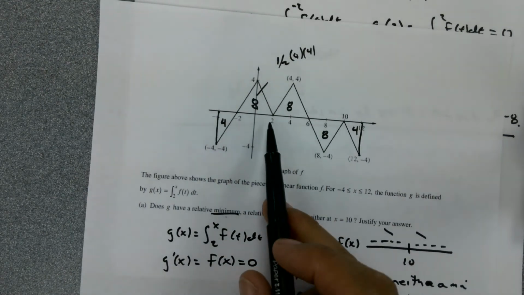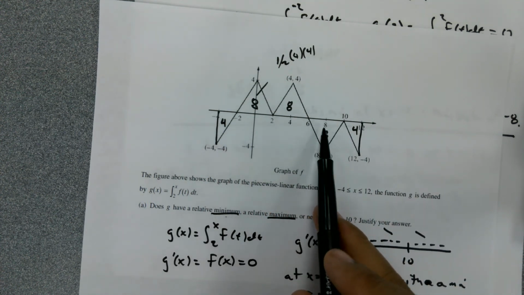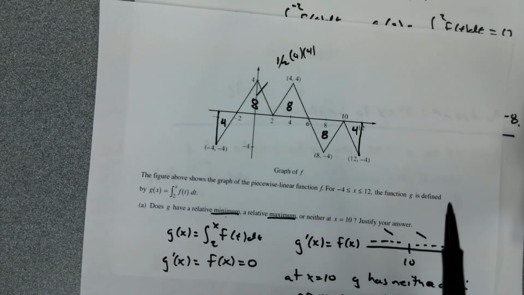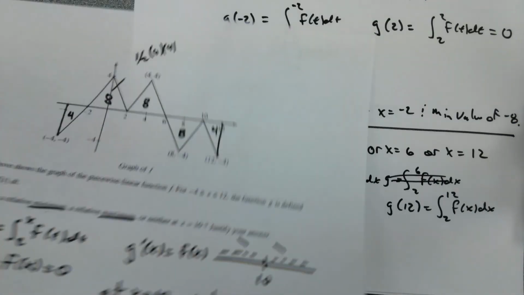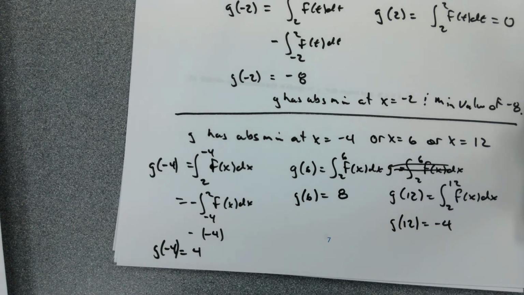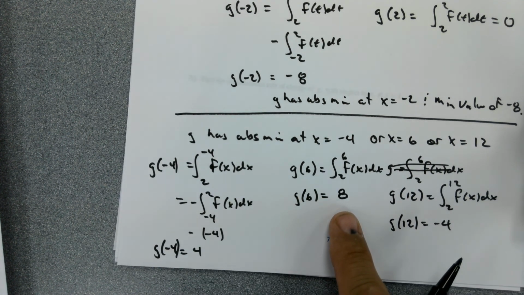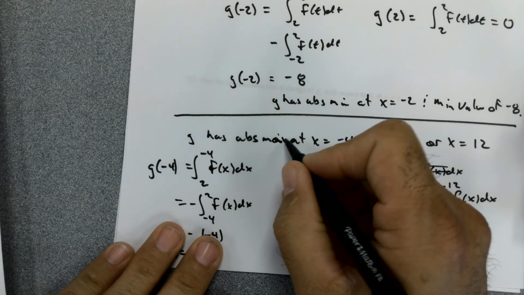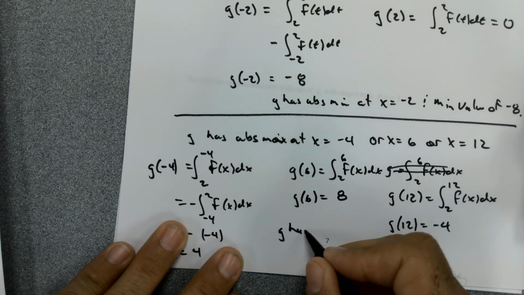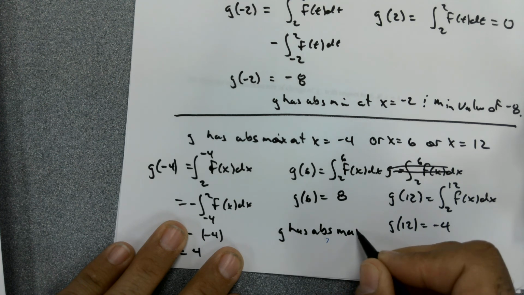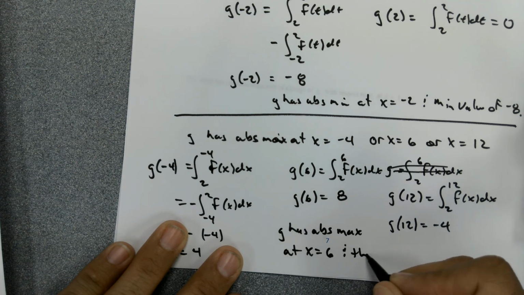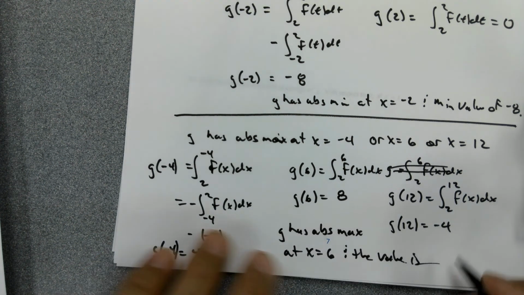So I have to integrate from 2 to 12, so I have to find the stuff that's above the x-axis and subtract the stuff that's below the x-axis. The stuff above the x-axis is 8 minus 8 minus 4. So g of 12 is going to equal negative 4. So our absolute maximum, this should have been maximum, kids. Absolute maximum is going to occur at 6. So g has absolute maximum at x equals 6, and the value is 8.